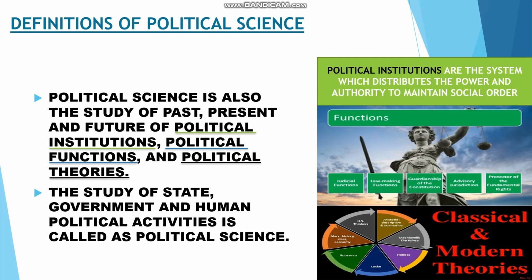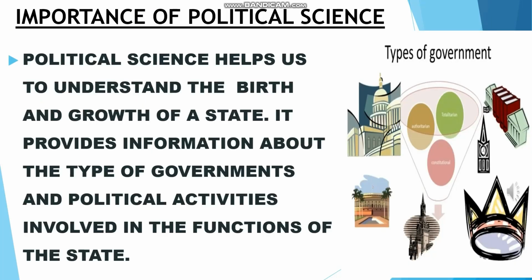Now, let's move on to the importance of political science. Let's see why political science is important. Political science helps us to understand the birth and growth of a state. It provides information about the type of governments and political activities involved in the functions of the state.